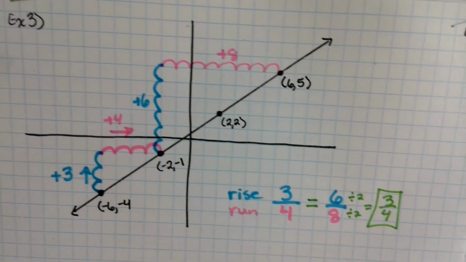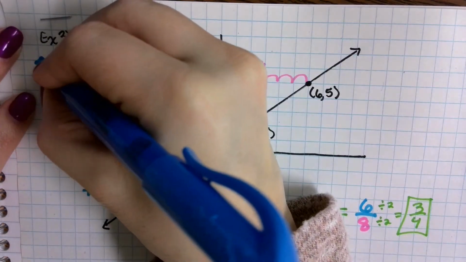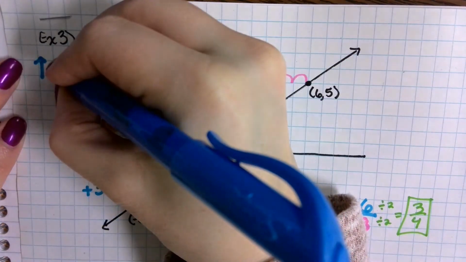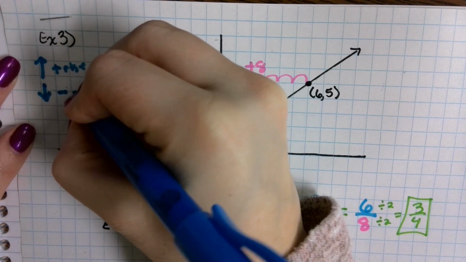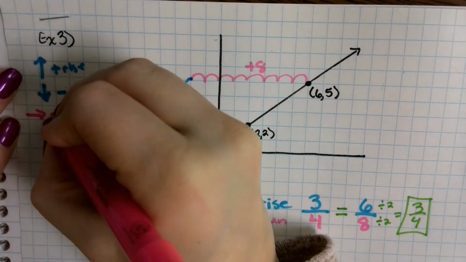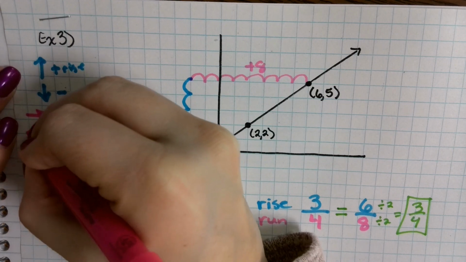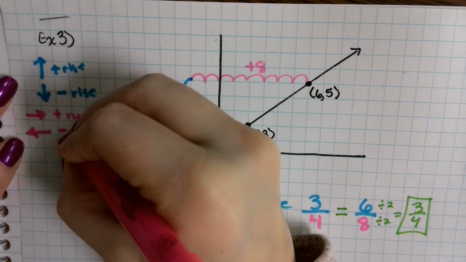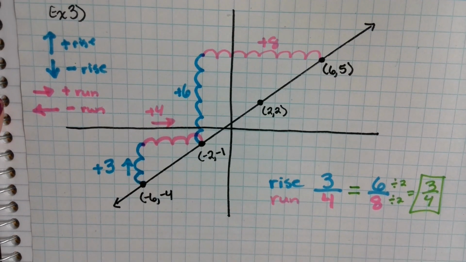Now, just to keep in mind, if you are going up, that is a positive y, a positive rise. If you go down, that's a negative rise. If you go to the right, that is a positive run. And if you go to the left, that's a negative run. Everybody understand that? Because if you put down that it's a negative answer and it's supposed to be positive, or vice versa, you will get the wrong answer.